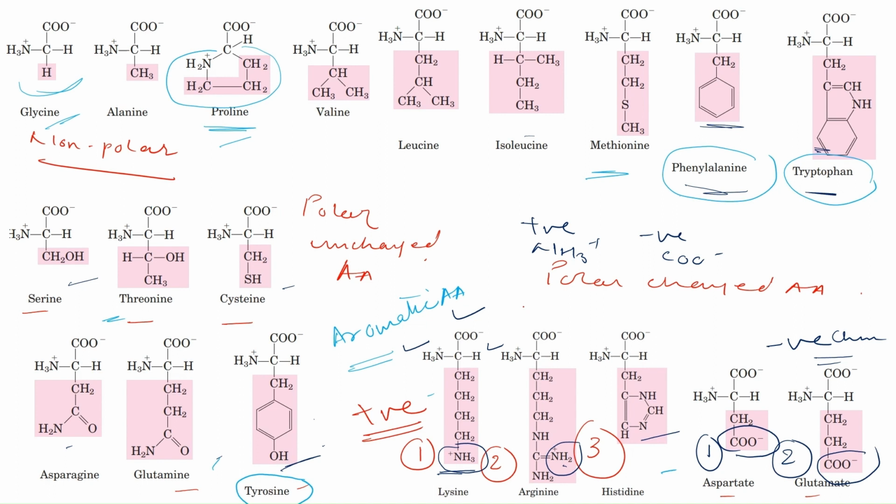And one more point: the most abundant amino acid in a protein is leucine. This is the most abundant, and the least abundant is tryptophan. So this is in short about all the 20 amino acids found in a biological system.